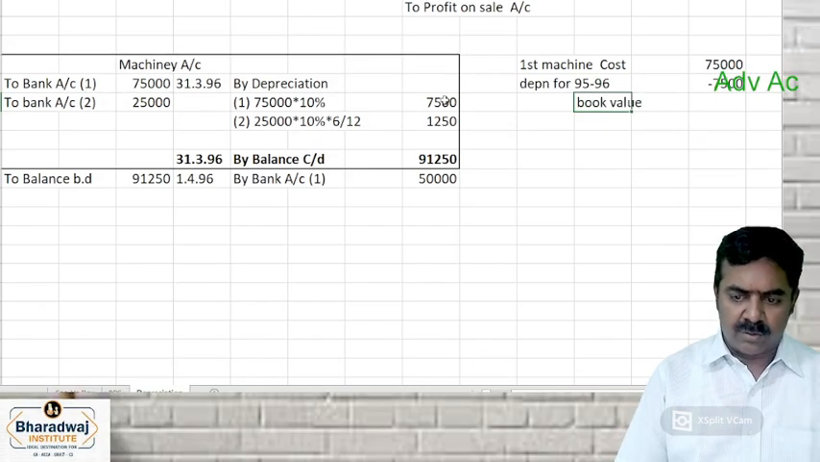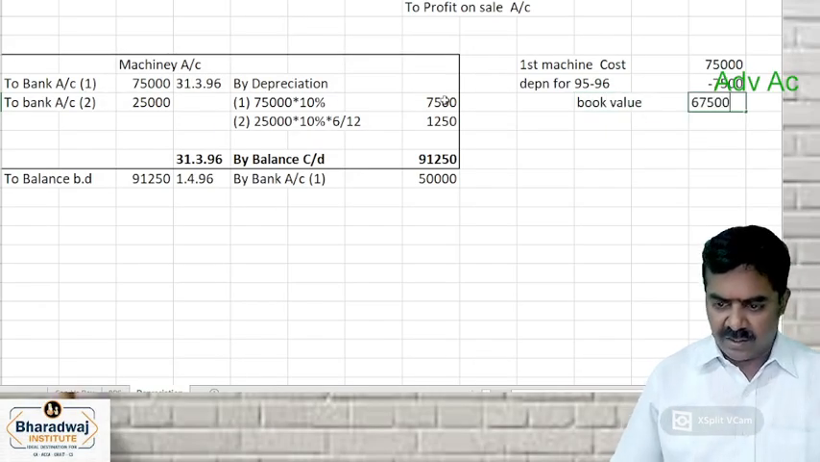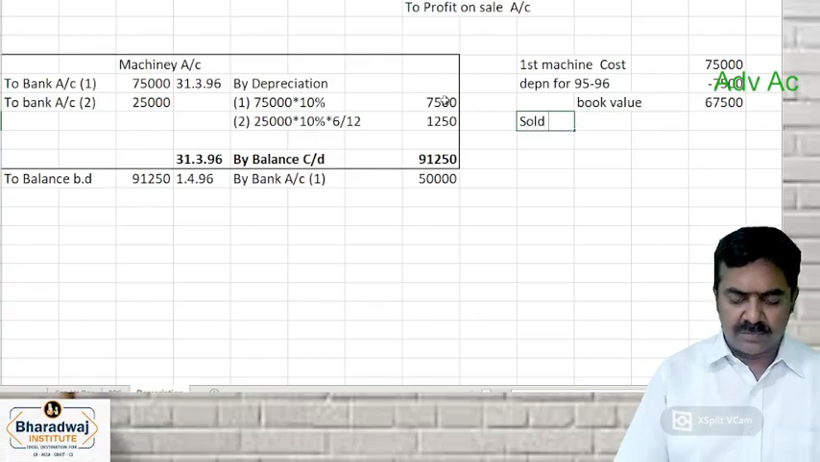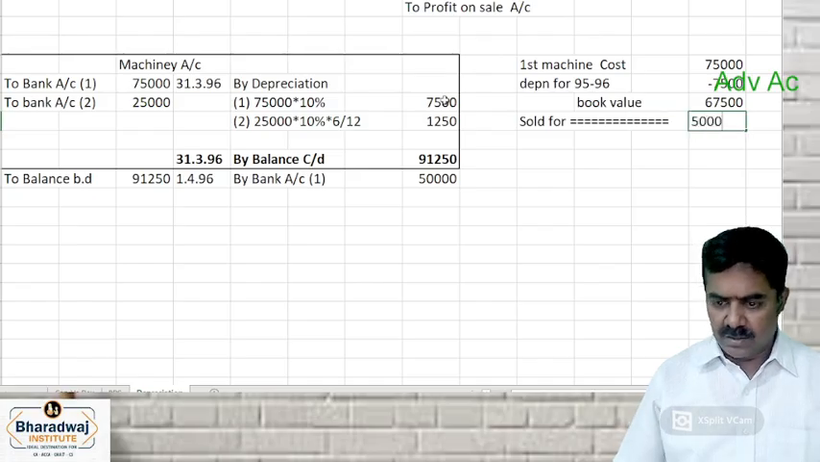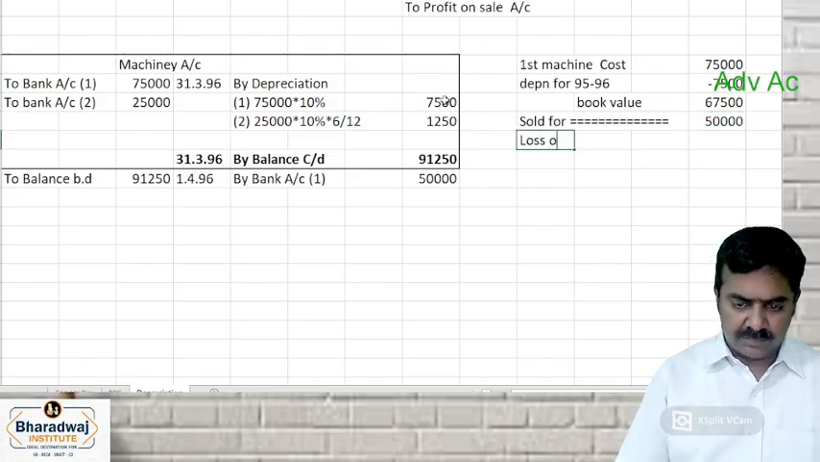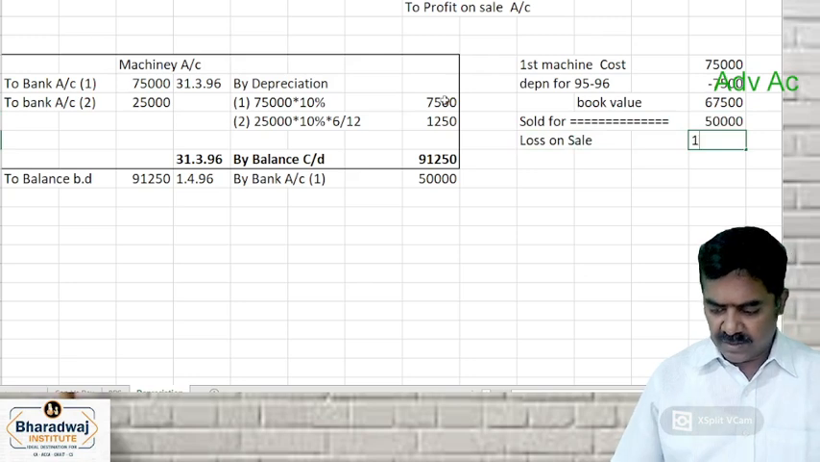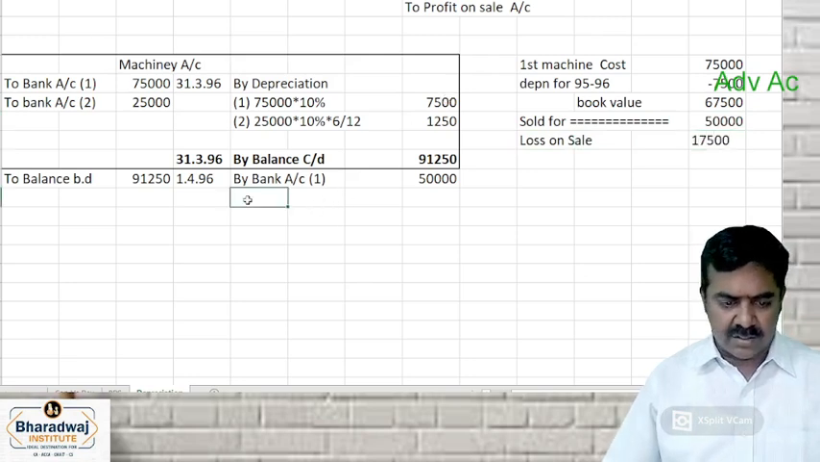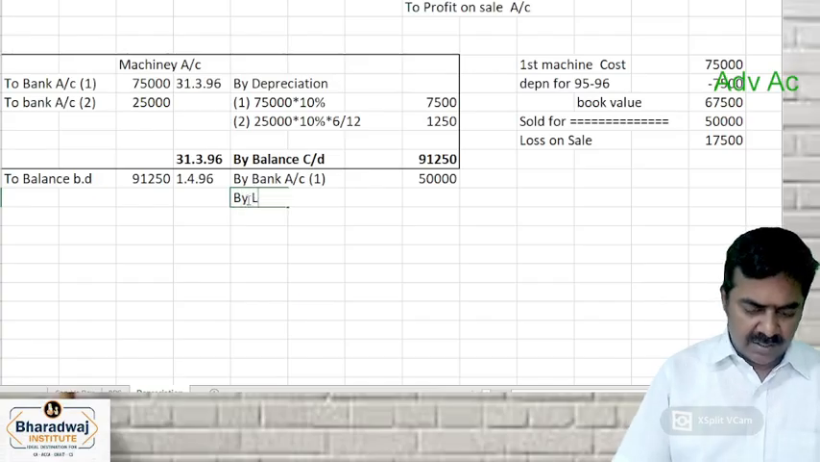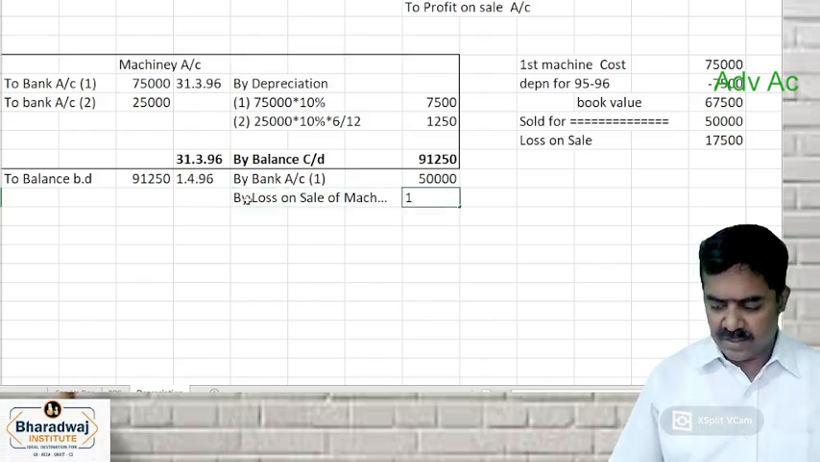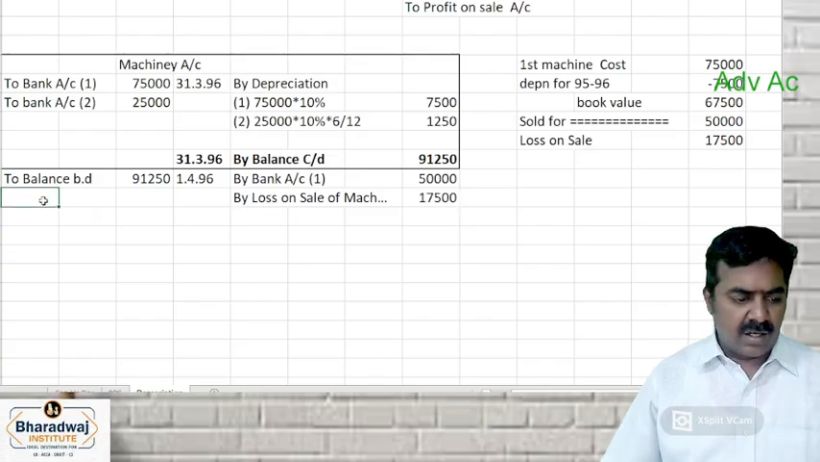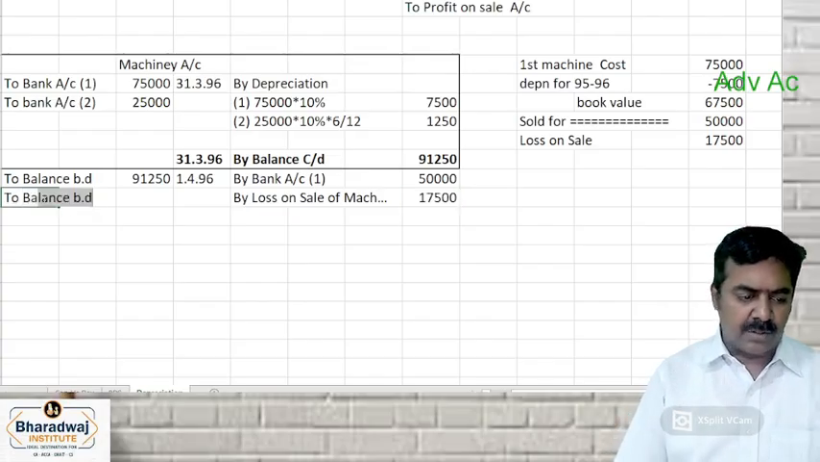What will the book value be? 67,500. It is sold for how much? 50,000, so loss on sale. The loss on sale will come to 17,500. This will come as by loss on sale of machine, or you can also do it by P&L account. How much? 17,500. On the same day, we are buying a new machine.